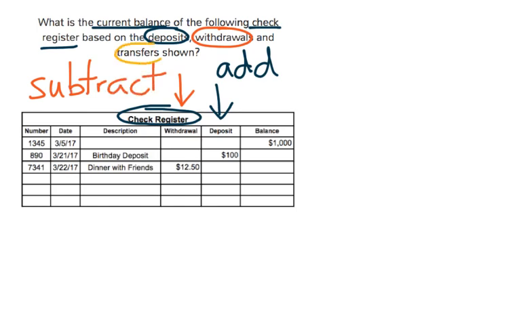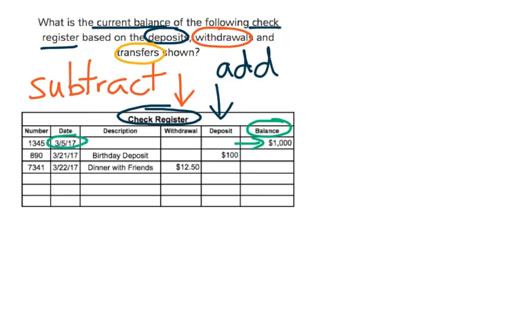Transfers, this last one right here, could be adding or subtracting, depending on if you're transferring money into an account or transferring money out of an account. Lastly, the balance column shows you how much money is in the account right now. So you can see for this starting one, there's a balance of $1,000.